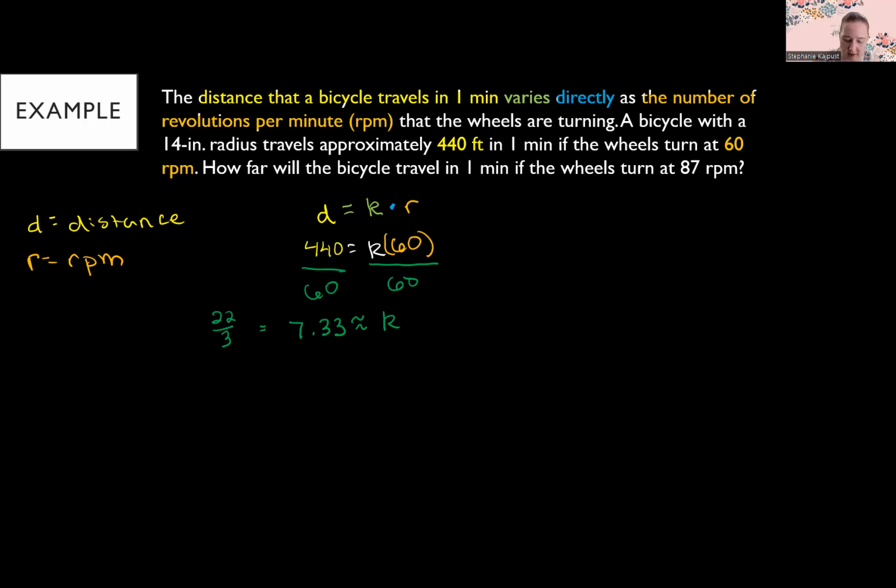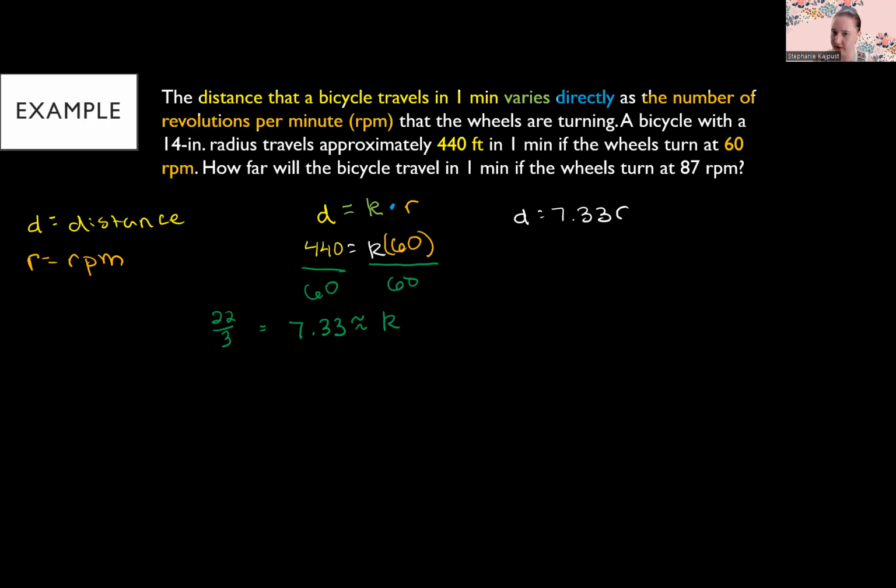So we found K. So now I can actually write my equation again, which is D equals 7.33R. I found K, so I can replace K, and then I have my D and my R.